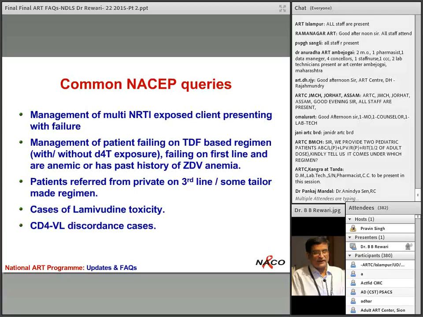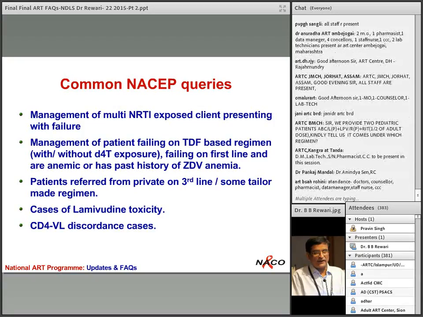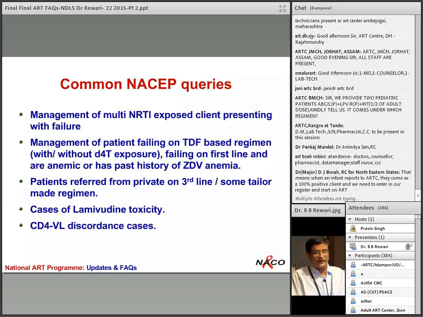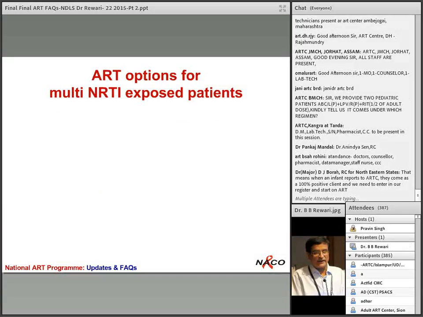Management of multi-NRTI exposed clients presenting with failure. Management of patients failing on a TDF based regimen. Patients referred from the private sector. Cases with lamivudine toxicity suspected, and CD4 viral load discordant cases. I will quickly try to give some guidance on this based on the last TRG recommendations.